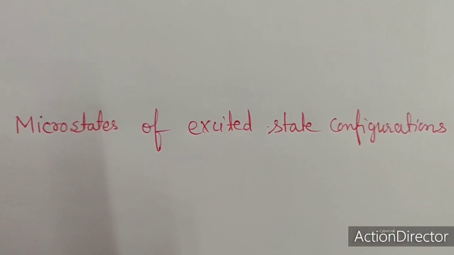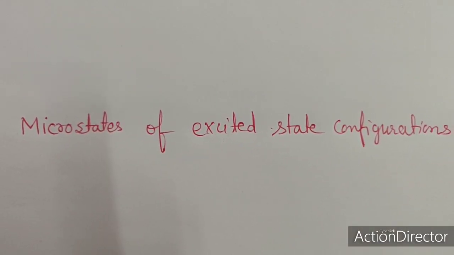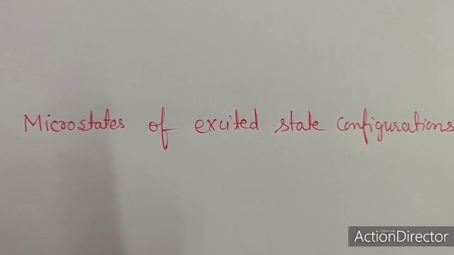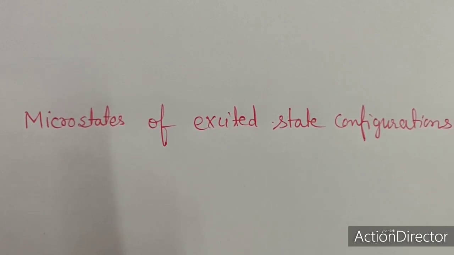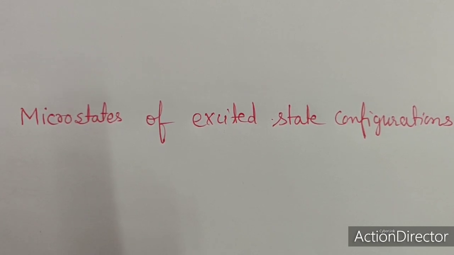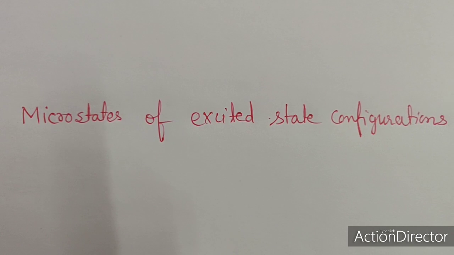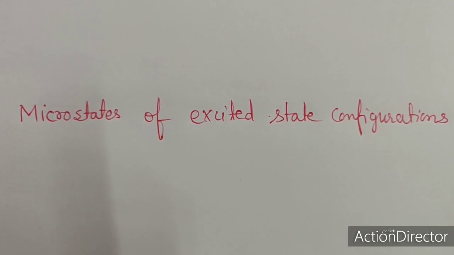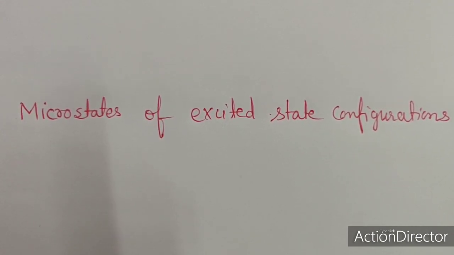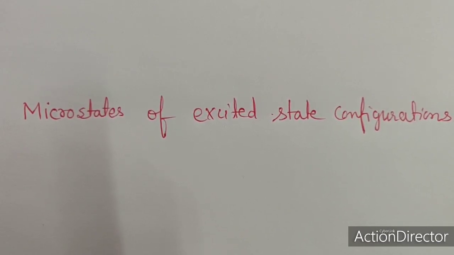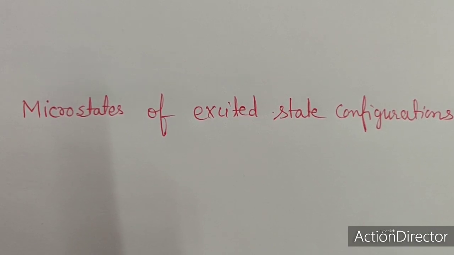Dear students, the topic of today's lecture is microstates of excited state configurations. So what is a microstate? A microstate is the combination of ML and MS states, and it can also be defined as the arrangement or different arrangements of electrons in a particular configuration. So in this lecture I will cover two configurations, that are d1 and s1p1.